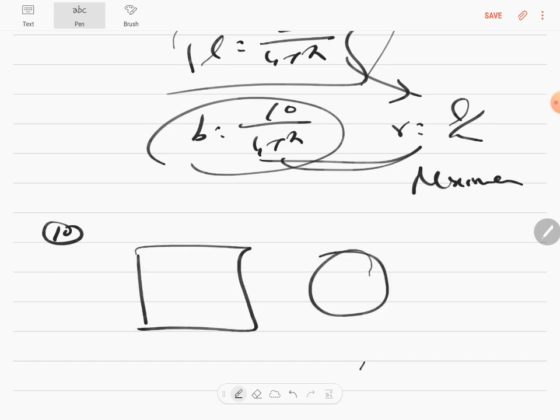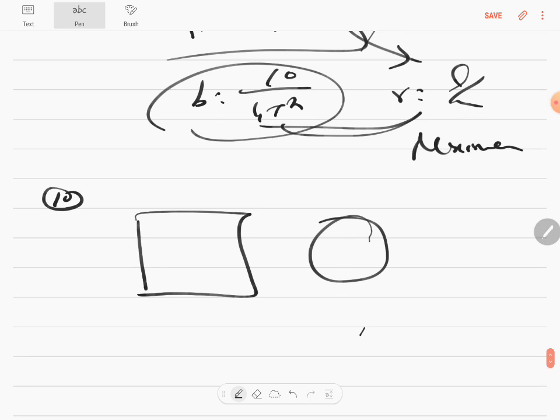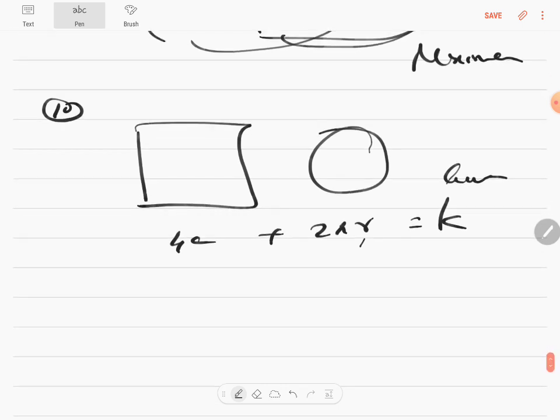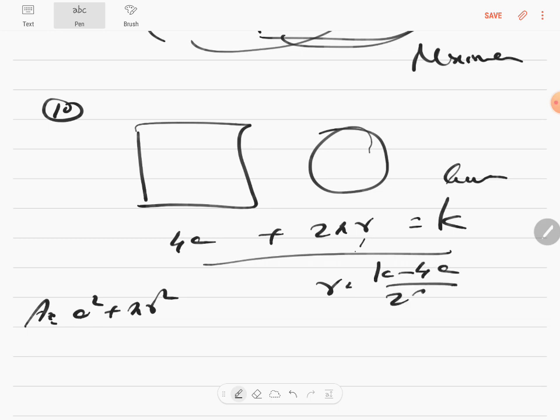Some sentimental value. So the sum of the perimeters of the circle and square, 4a plus 2 pi r, is equal to k, which is given. You have the area that has to be least. What is the combined area? It is a square plus pi r square. This has to be least. Using the given, write one in terms of the other. Can we write what r is? It is k minus 4a by 2 pi.